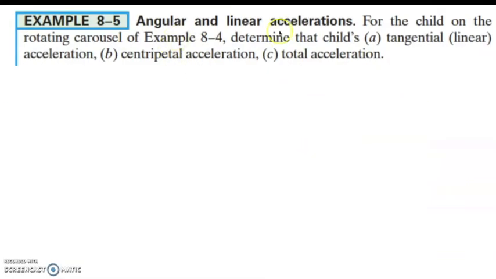Again, just more conversions. Angular and linear accelerations for a child on a rotating carousel from before: determine the tangential acceleration, so the linear acceleration, the centripetal acceleration, and the total acceleration. Do it now.